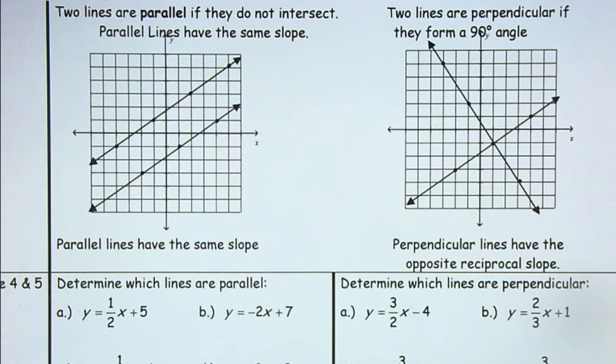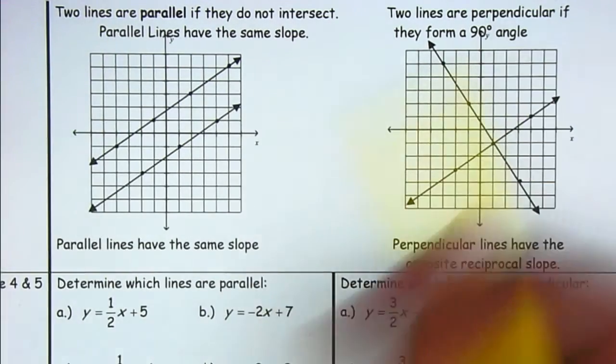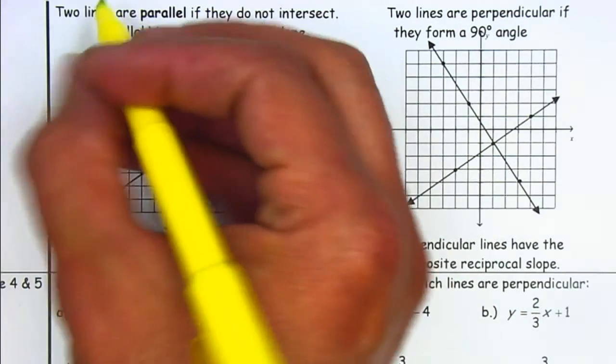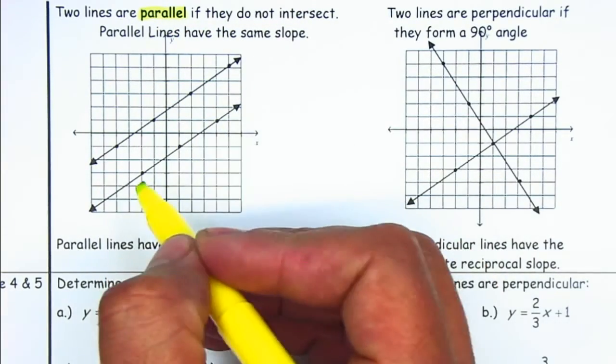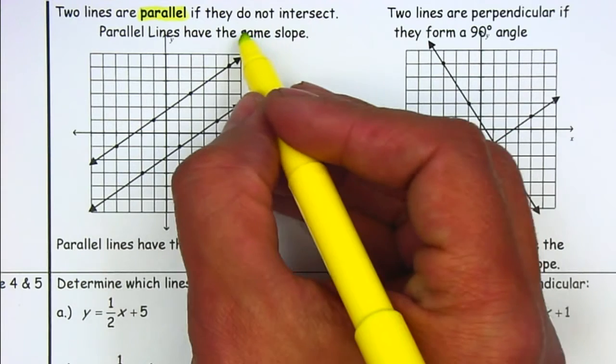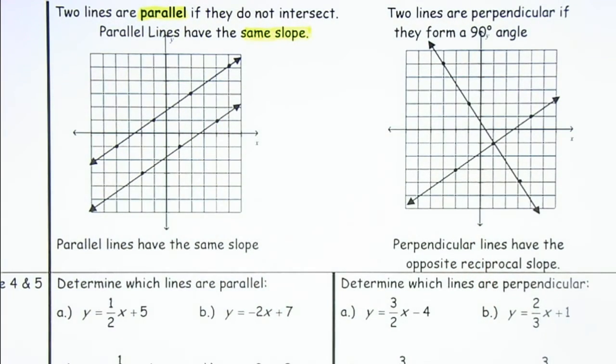Now, let's continue with the back. We're going to be looking at parallel and perpendicular lines. Two lines are parallel if they do not intersect, as most of us know. But we also know that they have the same slope. So if you notice on this two, I'm going to highlight parallel, same slope.